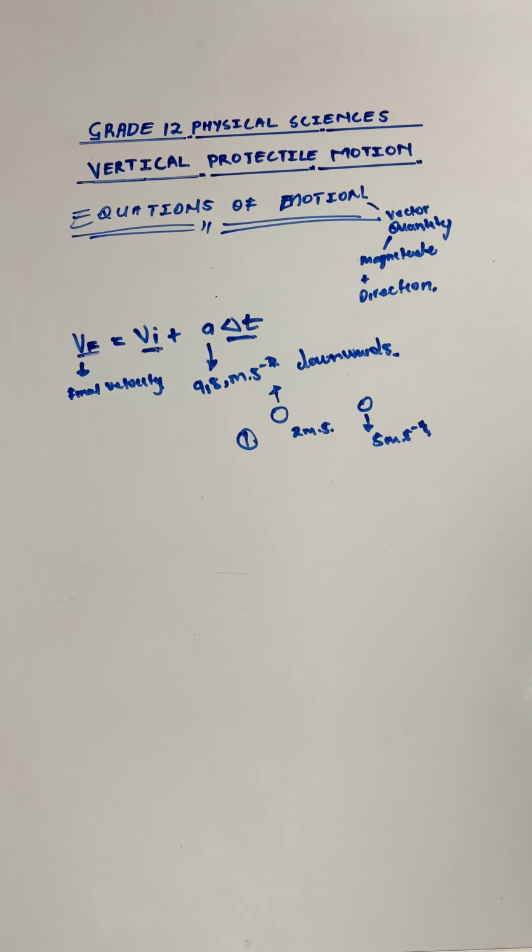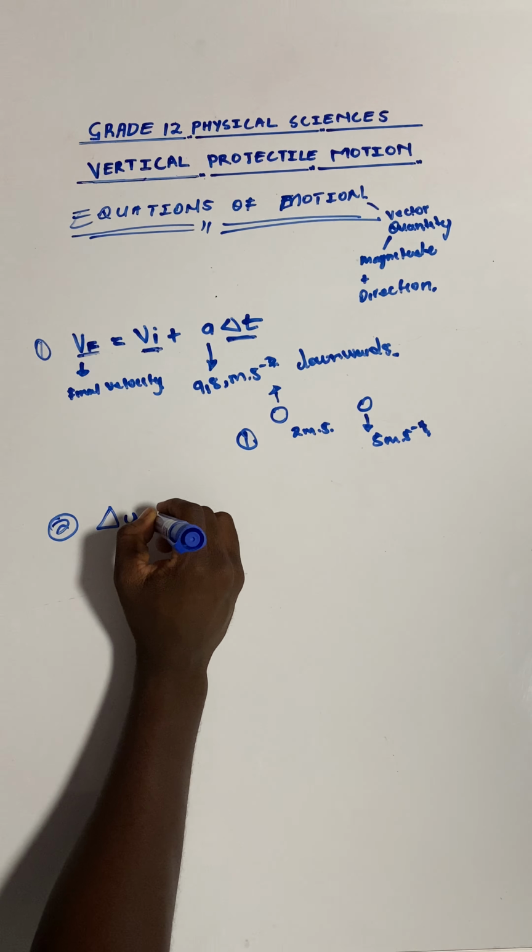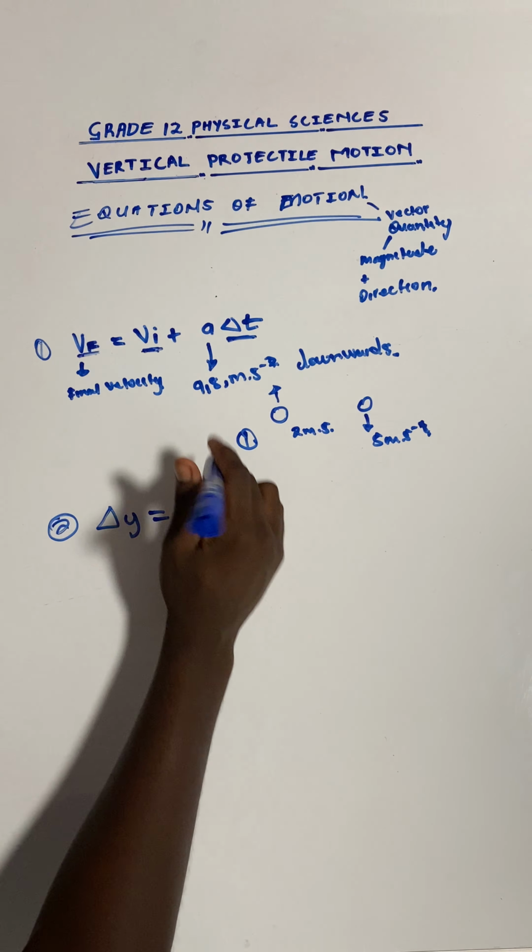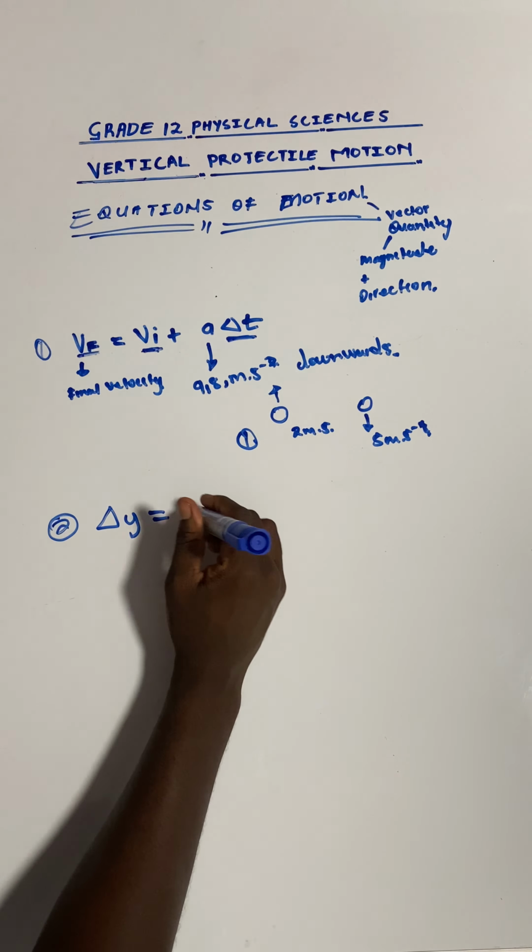So what is the second equation of motion? The second equation of motion says the change in displacement vertically, remember we are dealing with the vertical direction here, equals the initial velocity multiplied by the change in time plus 1/2 of the acceleration multiplied by the change in time squared. Remember, change simply means the final displacement minus the initial displacement.